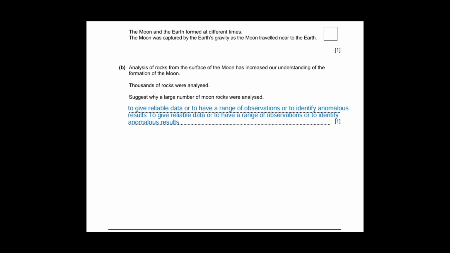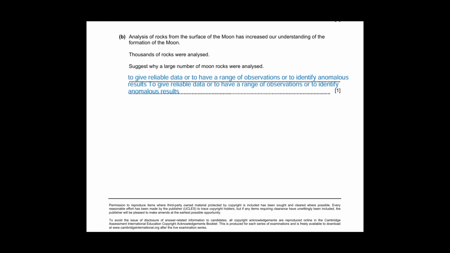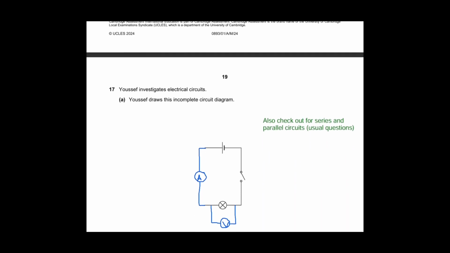The next question is trying to analyze the rocks from the moon, and thousands of rocks were analyzed. Then it says, suggest why a large number of moon rocks were analyzed. Why do scientists need to go for large samples during investigation? The same reason: to ensure the data or the result is more reliable. Then to have a wide range of observation. Then to remove anomalous results, because there could be anomalous results, like you saw in the graph we just dealt with. So that is the end of question number 16.